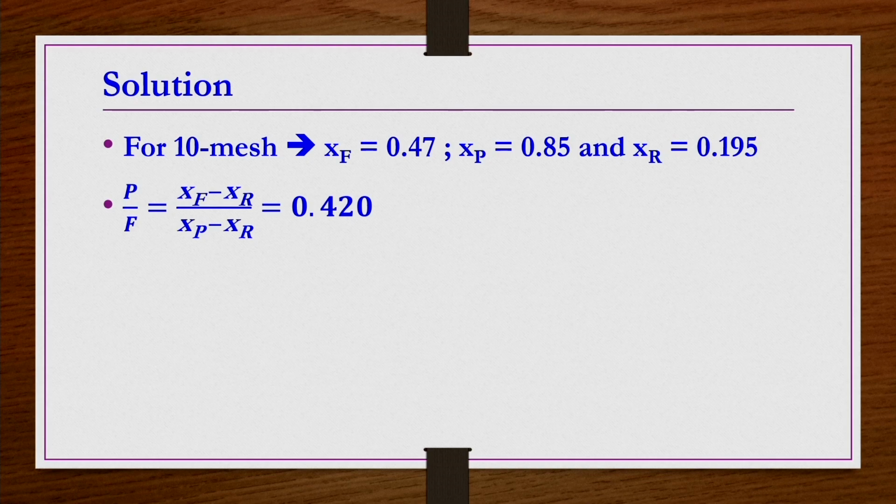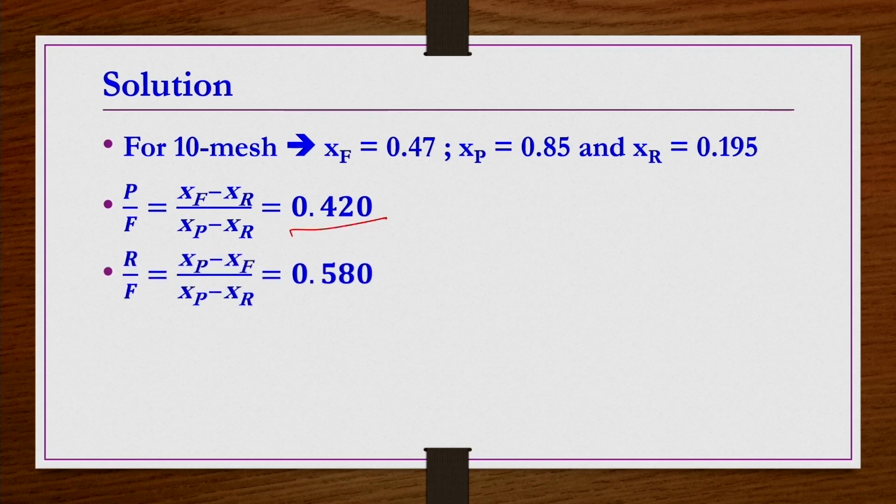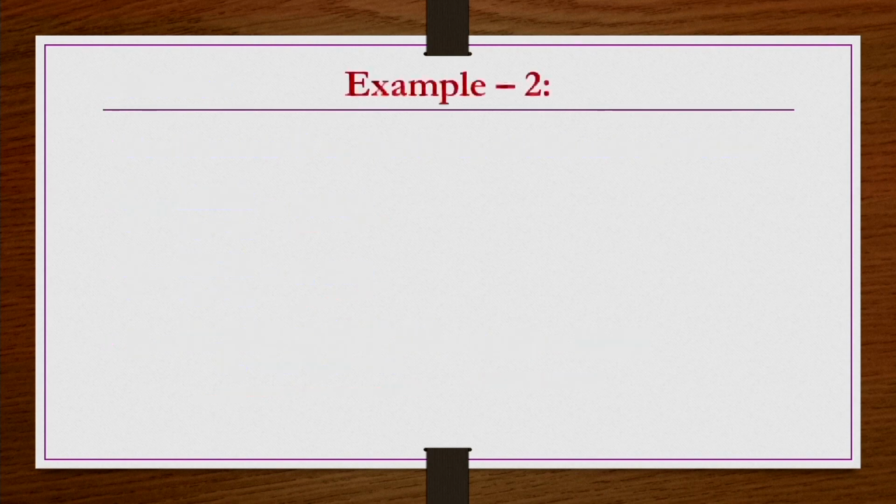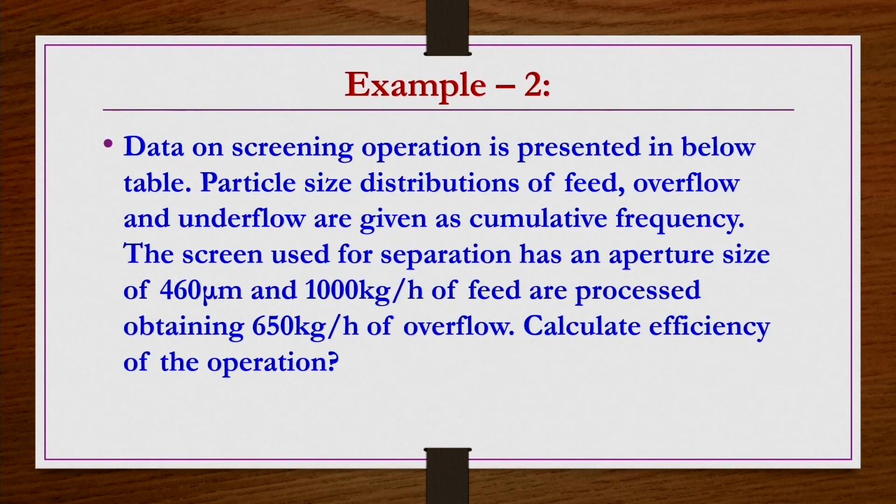So, P by F is recovery, XF minus XR by XP minus XR, when you substitute you get 0.42. Rejection is R by F, XP minus XF by XP minus XR, when you substitute these numbers you get 0.58. Then effectiveness, this expression by method 1, if you substitute you will get 66.9% effectiveness. We will take another example.